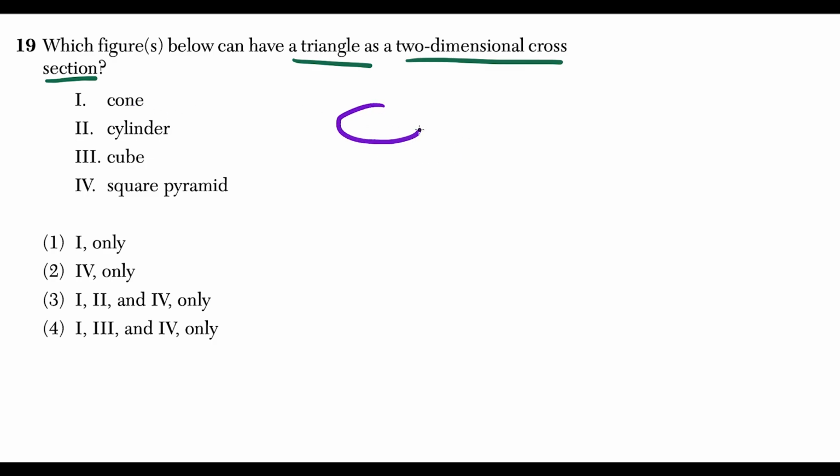So if we look at a cone here for Roman numeral 1, if we were to take a cross-section right down the middle of this thing through the diameter, like this, we could see that this cross-section is going to be a triangle. So 1 is included in the three-dimensional figures that have a triangle as a 2D cross-section. Just imagine, once again, you take a slice right down the middle through the diameter and you're going to get a triangle.